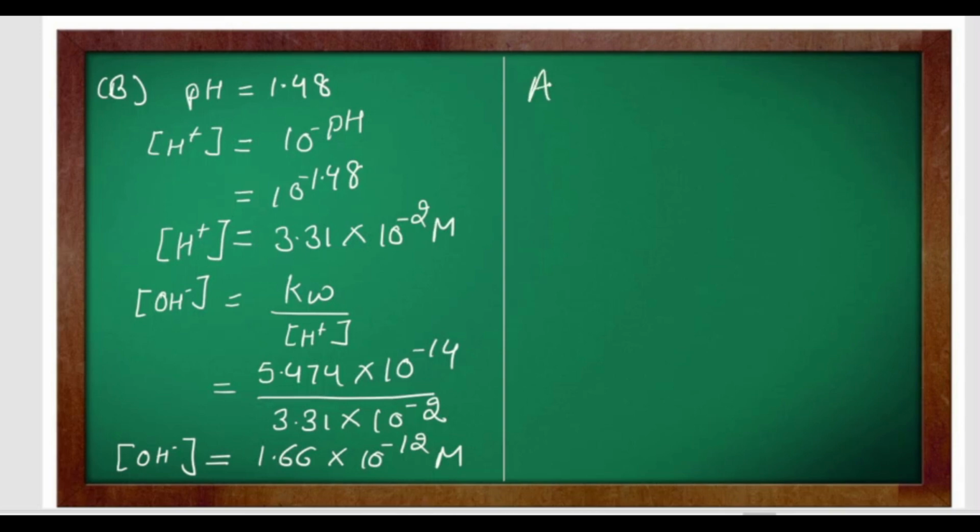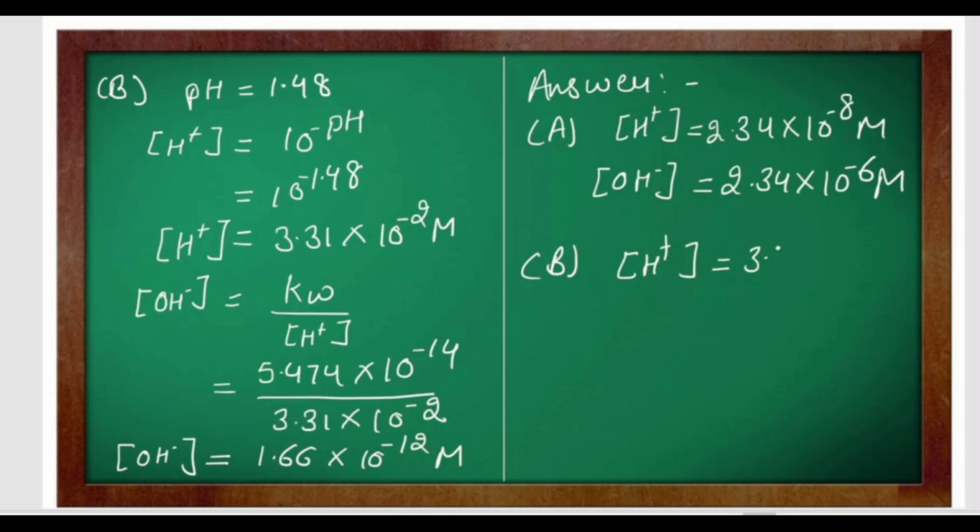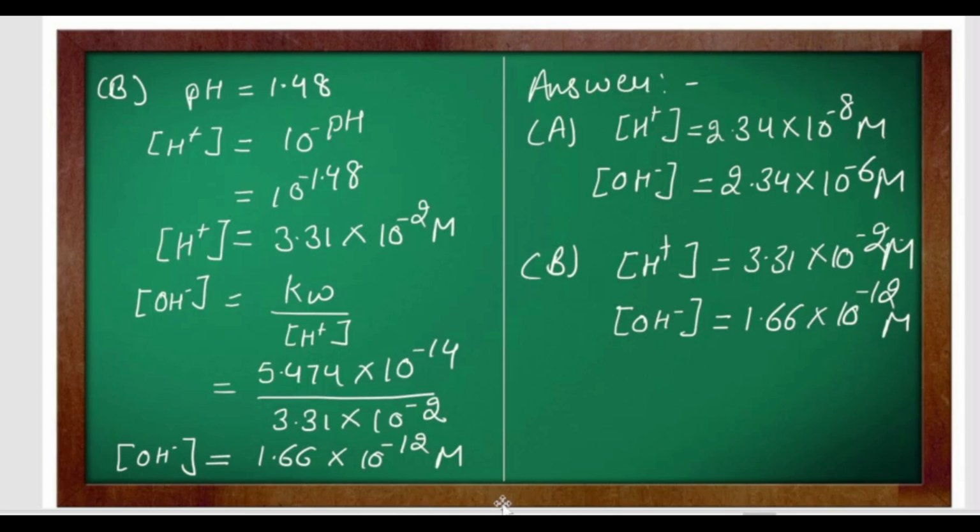Answer, part A. Hydrogen ion concentration is 2.34 multiplied by 10 raised to power minus 8 molar. Hydroxide ion concentration is 2.34 multiplied by 10 raised to power minus 6 molar. Part B. Hydrogen ion concentration is 3.31 multiplied by 10 raised to power minus 2. Hydroxide ion concentration is 1.66 multiplied by 10 raised to power minus 12.